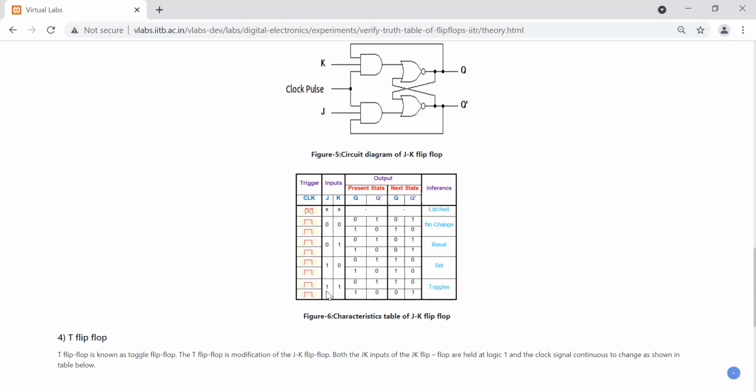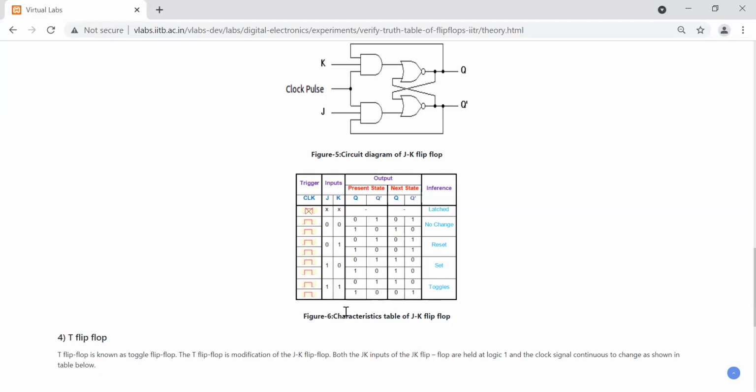In the last state, when J is 1 and K is 1 and the clock signal is applied, at this time the output in the next state will toggle. That means if the output in the present state is 0, in the next state it will become 1, or if the output in the present state is 1, in the next state it will become 0. It means the output is toggling. So the last state is the toggle state of the JK flip-flop.